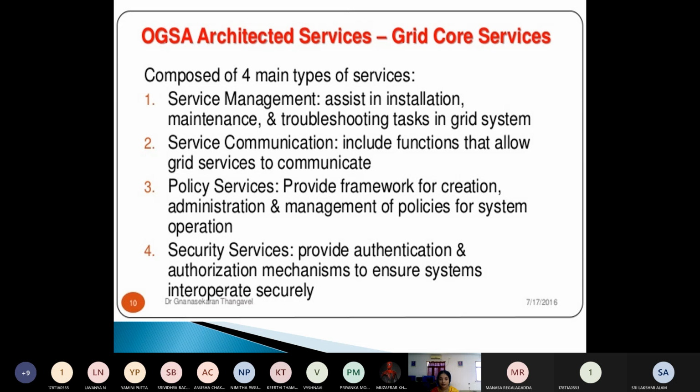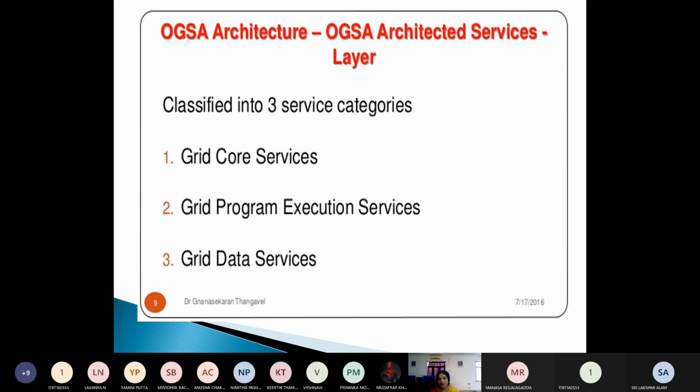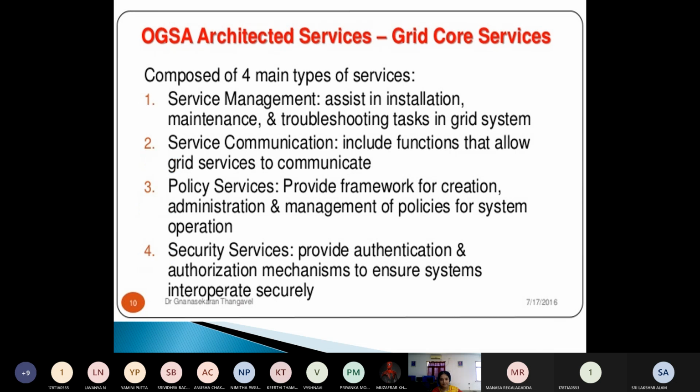So first we are talking about the OGSA architecture service layer. In it, first is grid core service, second is grid program execution service, third is grid data service. Now I'm talking about the grid core service. Sorry, in the grid core services we have four services. The first one is service management.